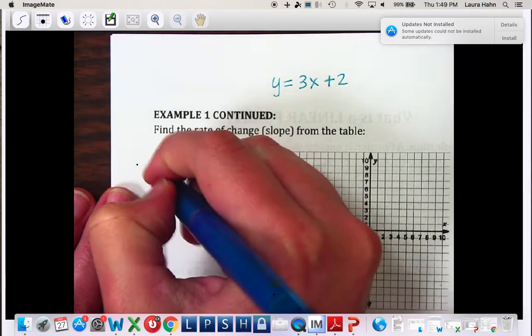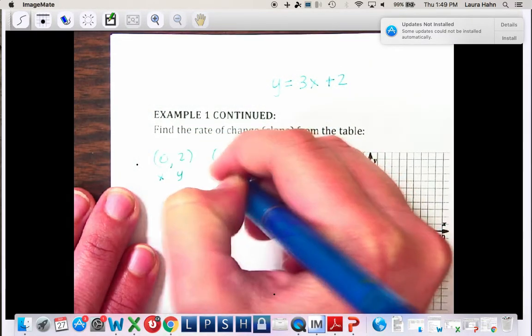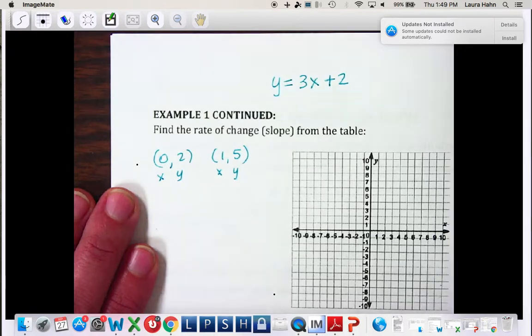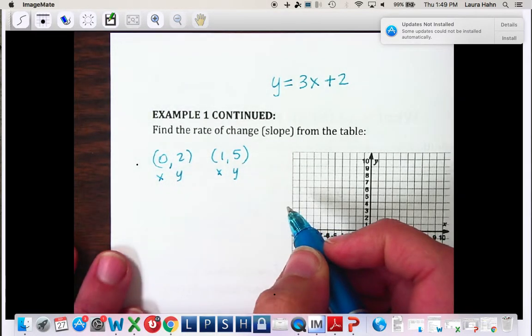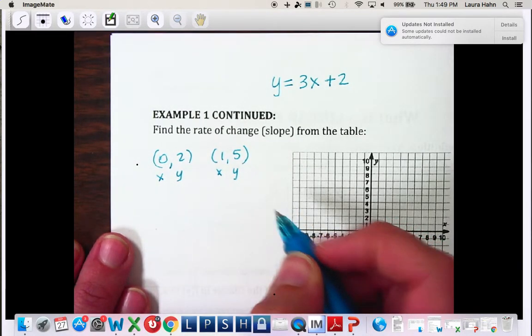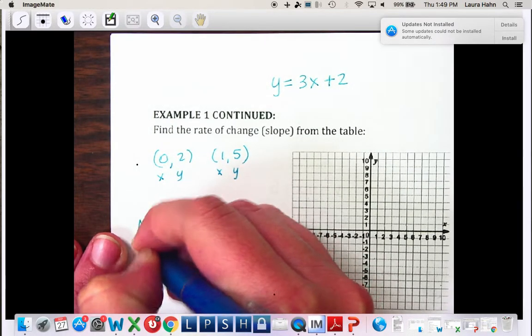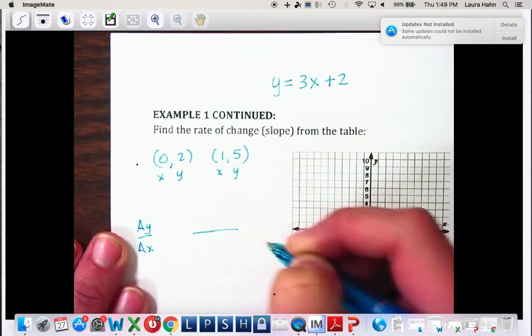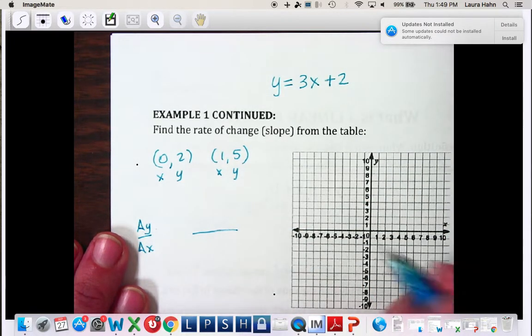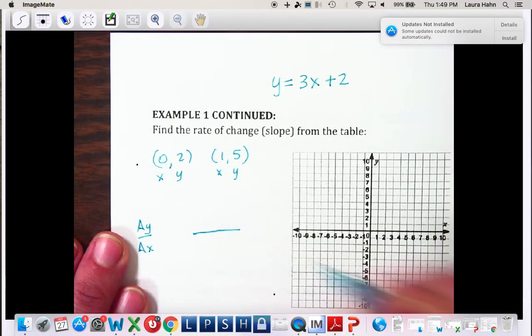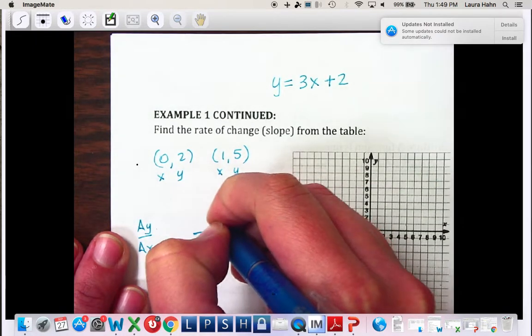We know x always comes first, y comes second. This is how you calculate your rate of change, your slope. You take your 2 points. Remember, it's the change in y's over the change in x. The change in something is the difference between something. So I'm going to start with a fraction bar with the minus sign on top and bottom.